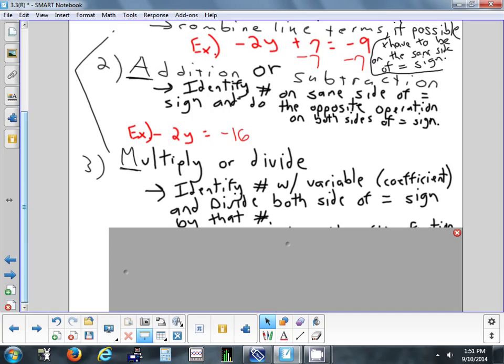I'm going to identify the number with the variable, and I put in parentheses the coefficient. And divide both sides of the equal sign by that number. So identify what the coefficient is and divide on both sides.